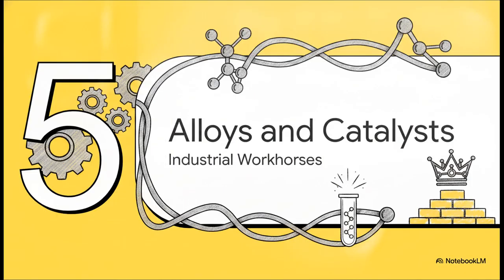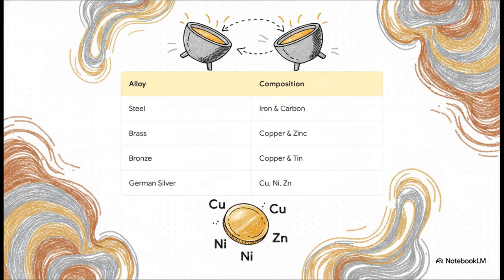Section 5. Alloys and catalysts. Industrial workhorses. Beyond just looking pretty in a test tube, these unique atomic structures are literally what built our modern world. Because transition metals have very similar atomic sizes, you can melt them down and easily mix them together to form alloys. These alloys are much harder and have way higher melting points than pure metals. And here's a totally surprising fact for you. German silver contains absolutely 0 actual silver. Yeah, none. It's just a clever, shiny blend of copper, nickel, and zinc.